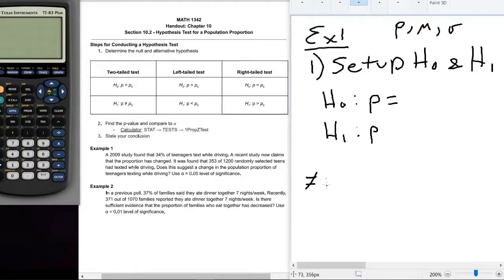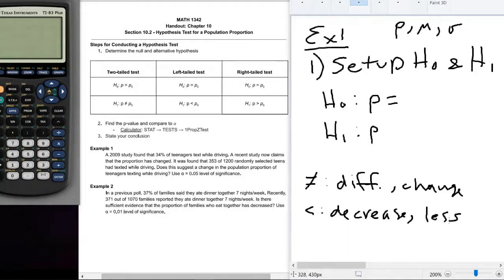So for not equal to, you want to look for keywords like different, change. Those will be some of the keywords of interest for that symbol. For less than, keywords of interest will be something like decrease, less than, smaller. Those are the type of keywords we're looking for to use the less than symbol. And for greater than, we're looking for keywords such as increase, greater, taller, anything that identifies with a greater than. Those are the keywords that we're looking for in the problem.